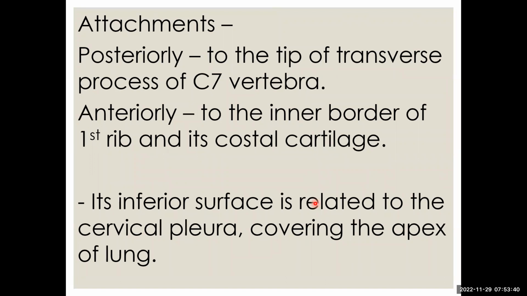Below it lies the upper part of the lung, which is called the apex of lung. And the apex of lung is covered by the pleura. The part of the pleura covering the apex of the lung is called the cervical pleura. So the inferior surface of this suprapleural membrane lies immediately above the cervical pleura, and so it is called the suprapleural membrane because it lies above the pleura. The inferior surface is related to the cervical pleura covering the apex of lung.